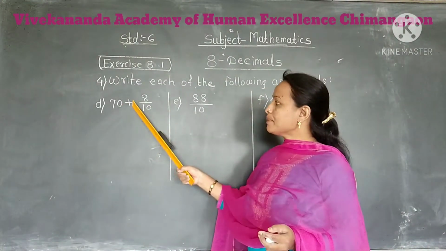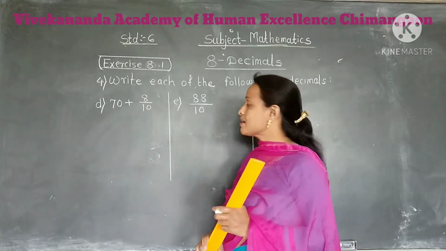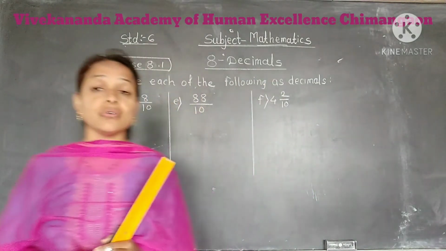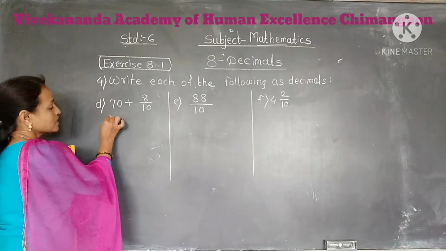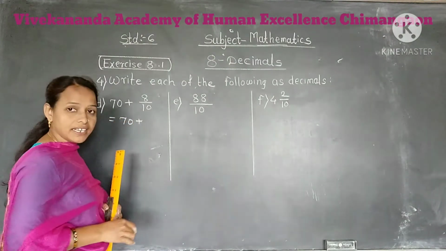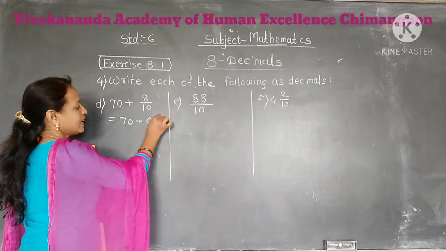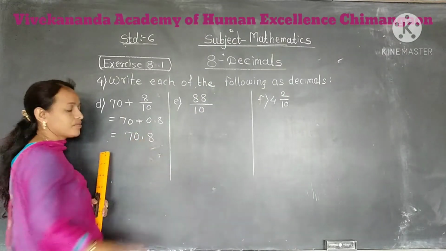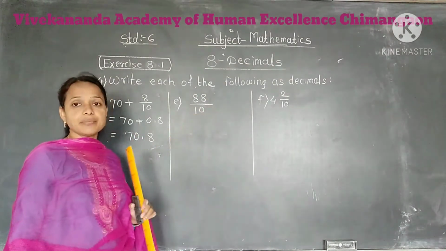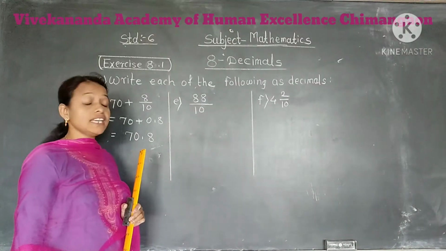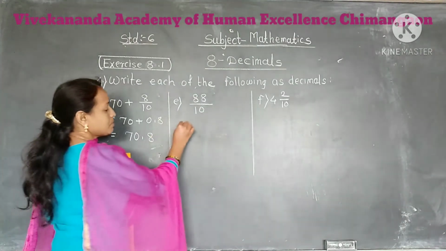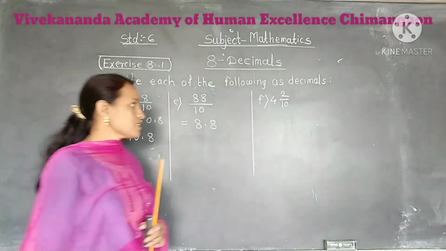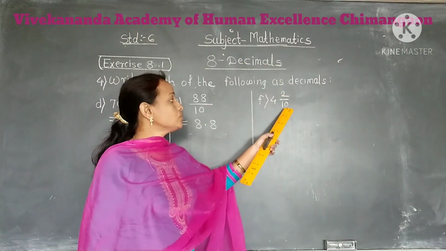Next, 70 plus 8/10. In this example, 7 tens and 8 tenths are given. So we write its decimal representation: 8/10, we write 0.8. So we get here 70.8. Next, 88 upon 10. Here 88 tenths are given. So its decimal representation is 8.8.